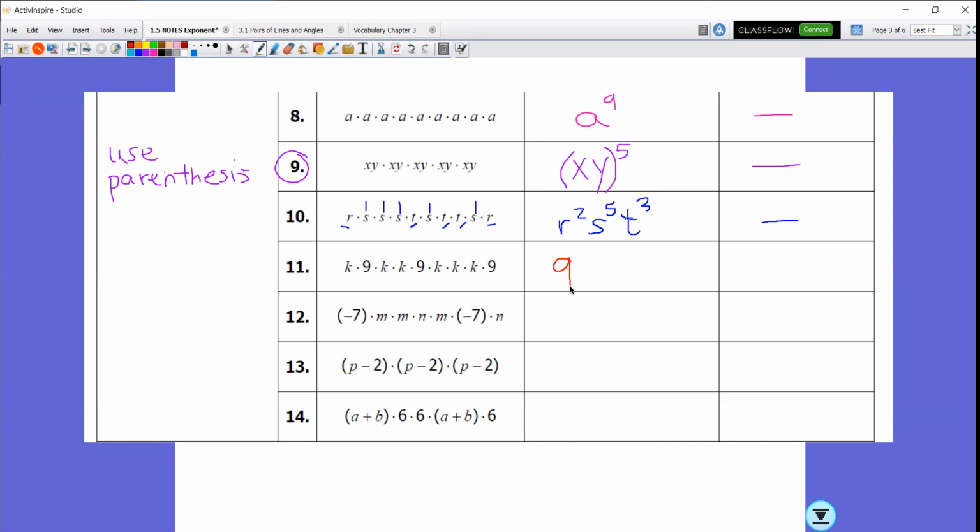Three. So 9 to the third, and then we have K. We count up our K's. How many K's do I have? 6. Perfect. K to the 6. Now, because 9 is something I can come up with a value for, 9 to the third power, I'm going to dust off my calculator and say 9 raised to the third power is 729. I do not have a value for K. So it's going to be 729 K to the sixth power. That's how we would write that.